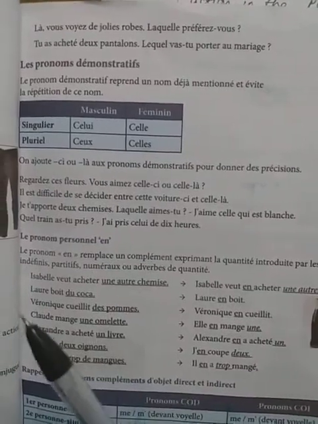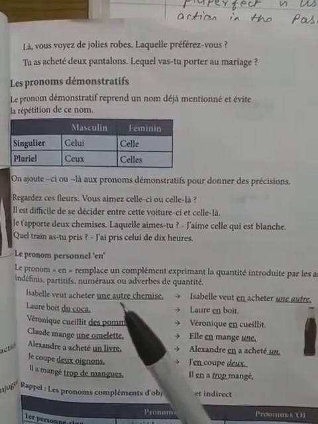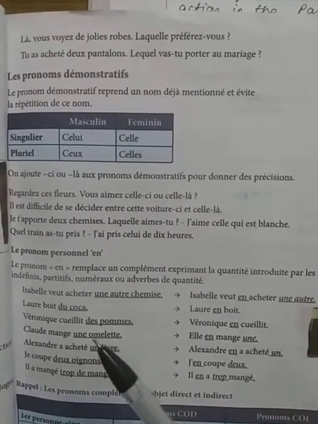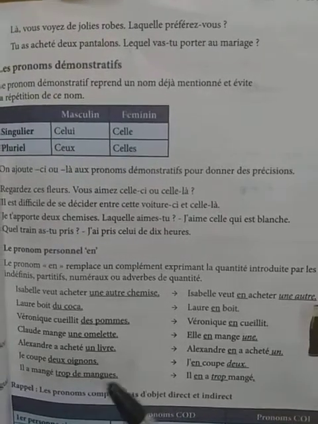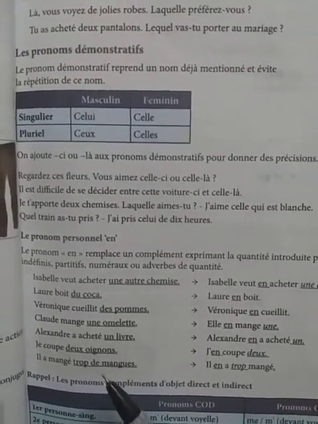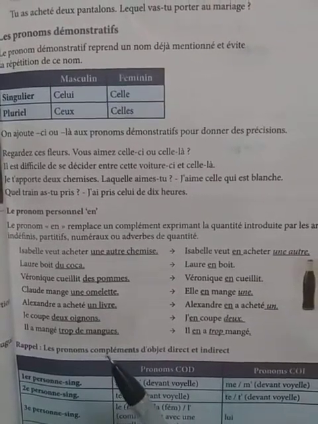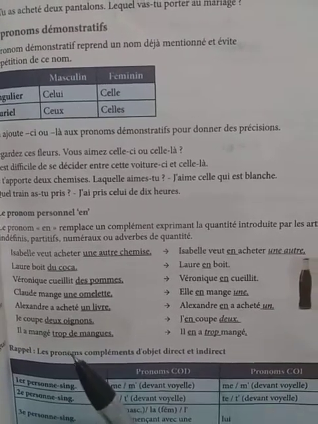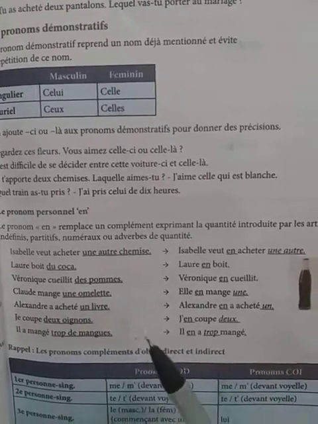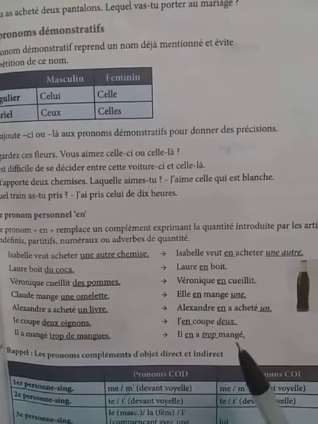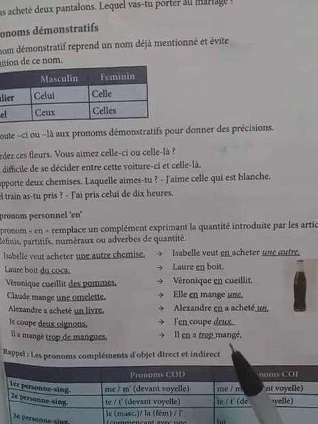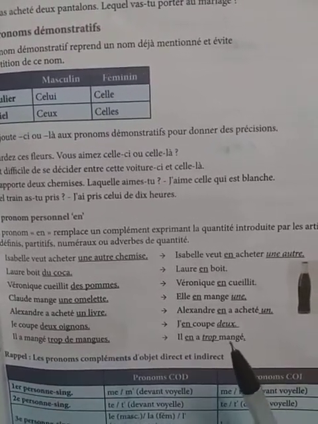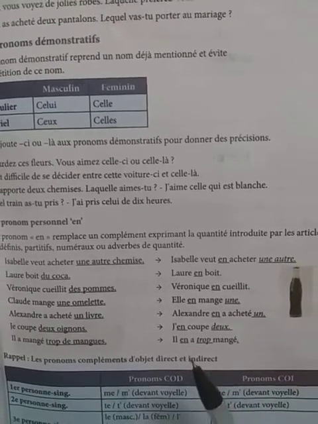For example, see the examples. What type of article are they introduced by? Here indefinite articles, then article partitive, again numbers. For these numbers, one, two, like that. Here the last one, adverbs of quantity, is used. He eats a lot of mangoes, too much of mangoes. So you have to mention the adverb of quantity there. Here the noun is introduced by the adverb of quantity. Il en mange trop. Just replace the noun, and the adverb of quantity you have to place after the verb. That's all.